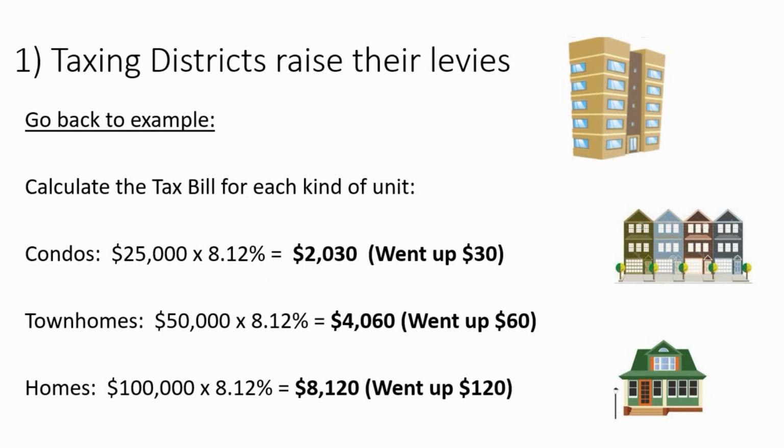And then you calculate your tax bill. And if you see, for a condo, now if you calculate it through, their tax bill went up $30. Townhomes, it went up $60. And homes went up $120.